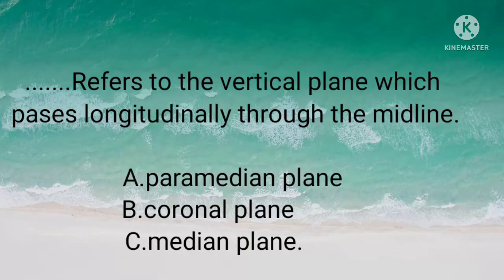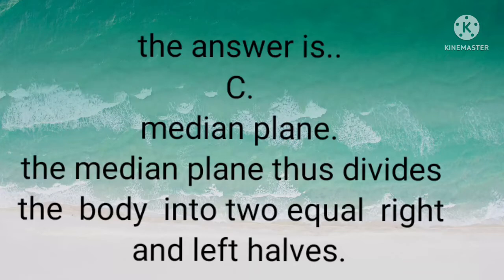Blank refers to the vertical plane that passes longitudinally through the midline. A. Paramedian plane. B. Coronal plane. C. Median plane. The answer is C. Median plane. The median plane does divide the body into equal right and left halves.